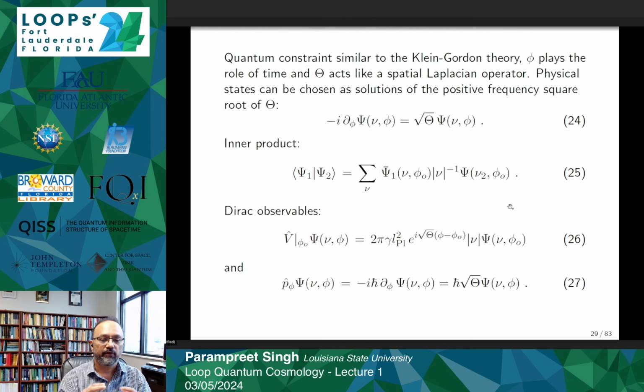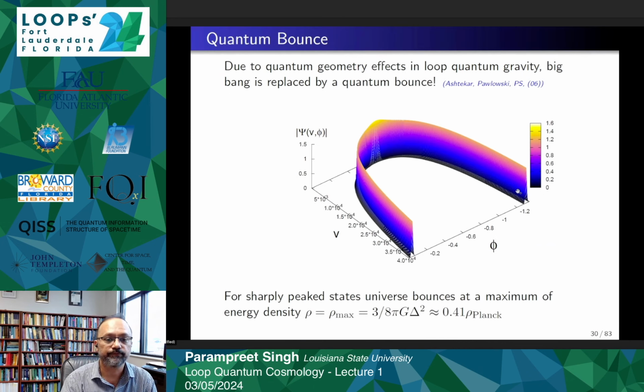Then one can develop this theory as the Klein-Gordon theory. One can focus on the positive frequency subspace of this theory. One can look at the Dirac observables, which are the volume of the universe at a given time and the momentum of the field at a given time. And one can find out the eigenvalues of these Dirac observables. One can also easily find out the inner product. So one has a very rigorous quantum theory, which one can write down for this very simple model.